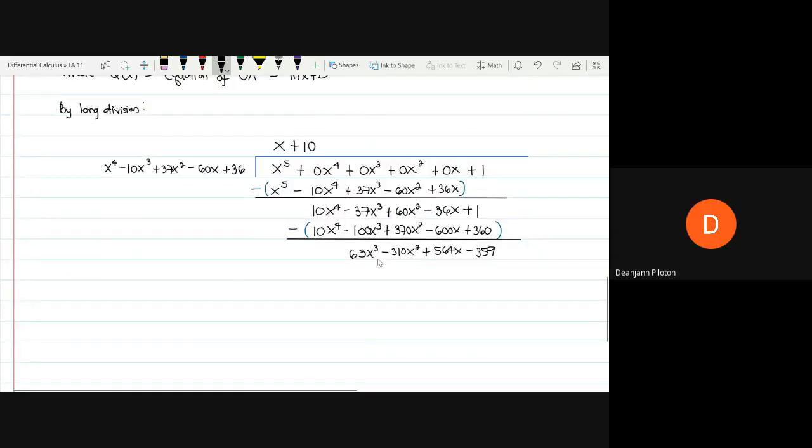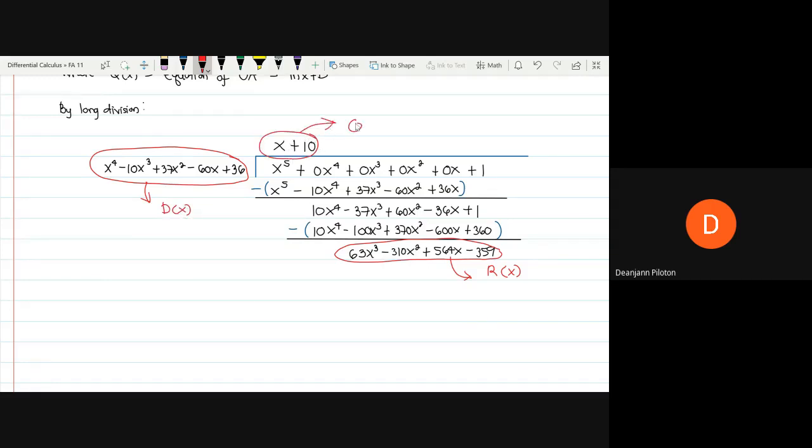So class, can we still continue this? I mean, we can no longer continue, because the answer you got has a lower highest degree compared to the denominator. That means this is already the remainder. So this represents your R of x, while this one is still your d of x, the denominator of the original form of the function. And this will be your p of x.